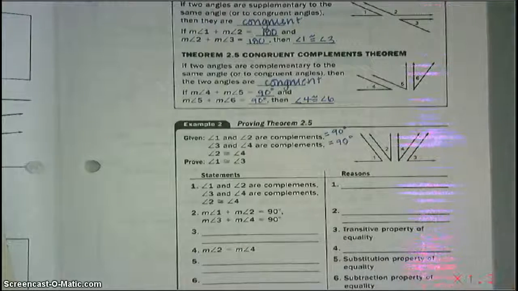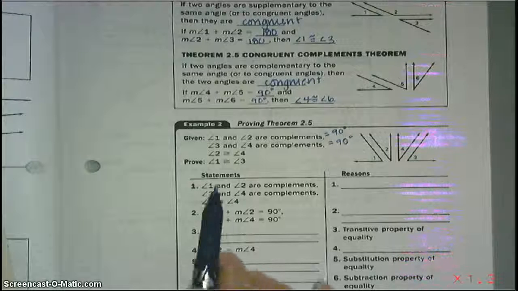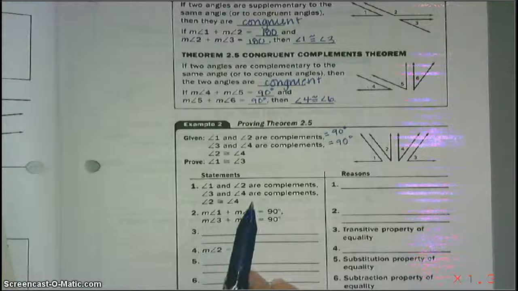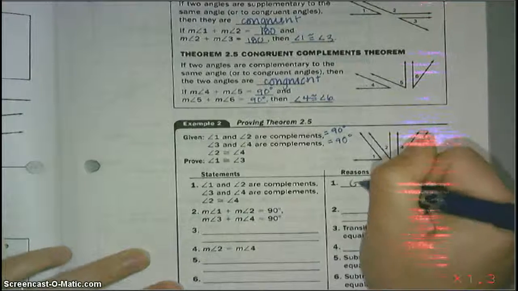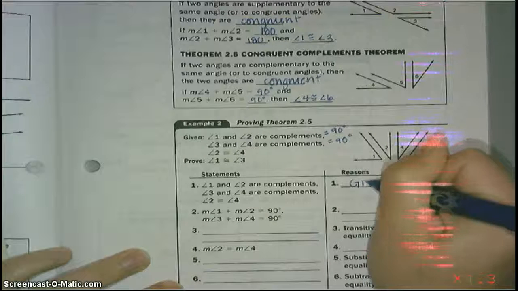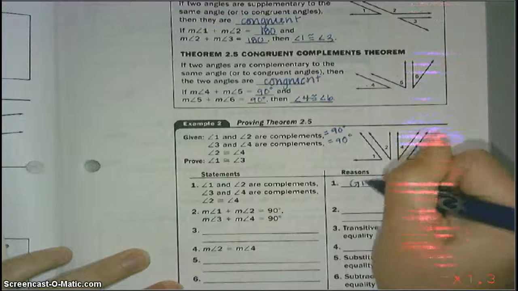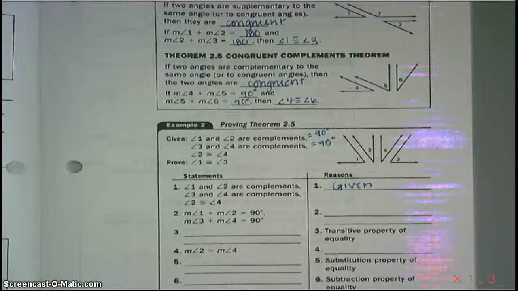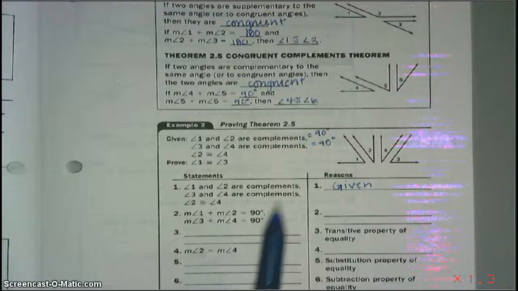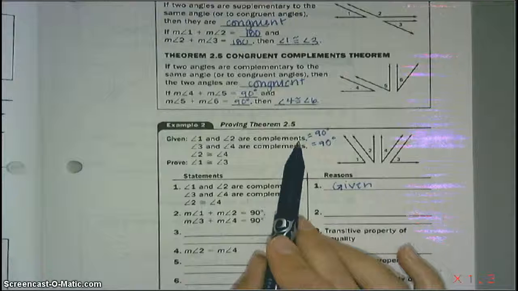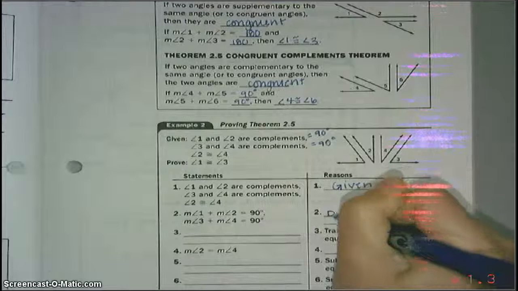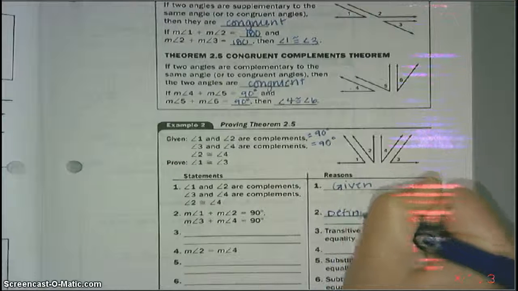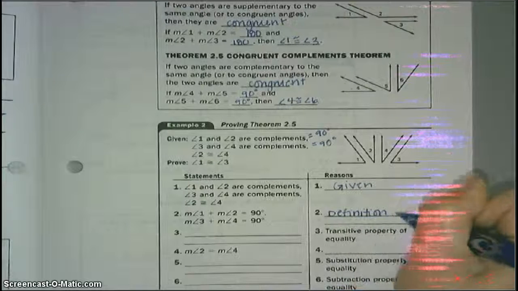So if you look at the two-column proof, what is listed at first is exactly what was given to us, so we can write given for that reason. And then they hop into the fact that the measure of angle 1 plus the measure of angle 2 is equal to 90. Well, that's what it means to be complementary. So this is definition of complementary.